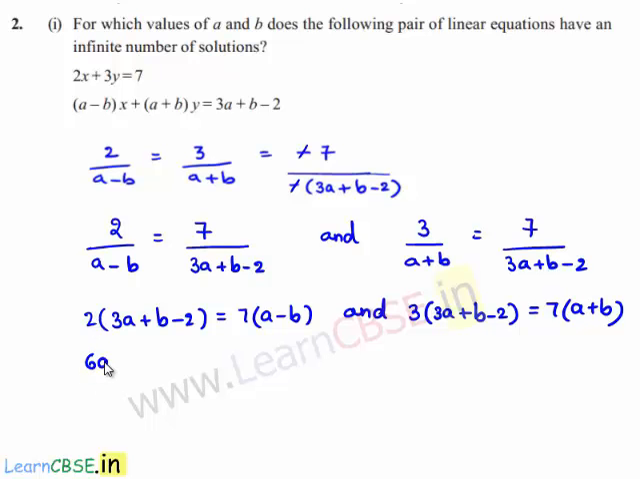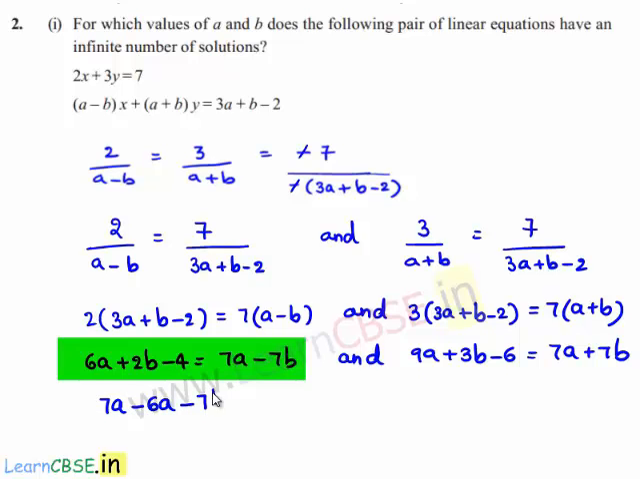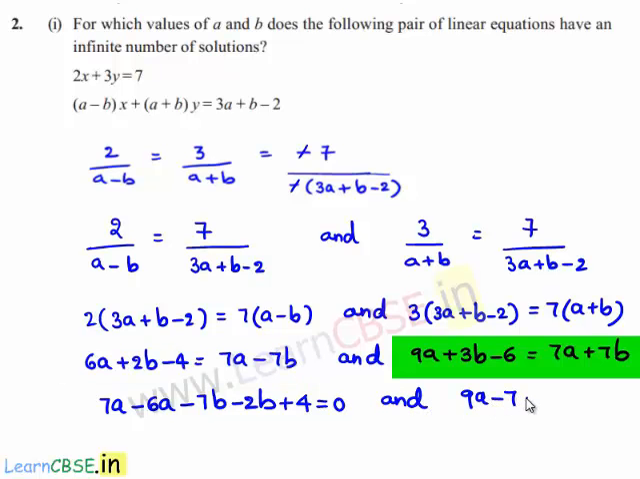So this becomes 6a plus 2b minus 4 is equal to 7a minus 7b, and this becomes 9a plus 3b minus 6 is equal to 7a plus 7b. So we can write this as 7a minus 6a minus 7b minus 2b plus 4 is equal to 0, and 9a minus 7a plus 3b minus 7b minus 6 is equal to 0.